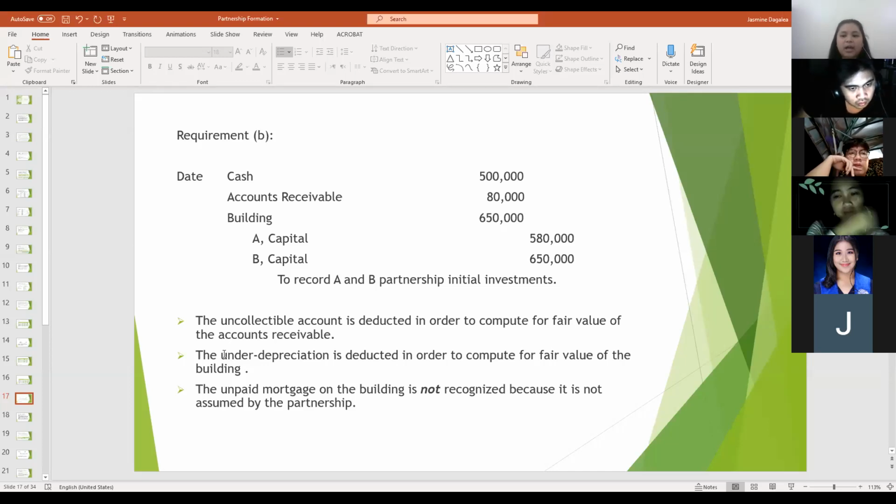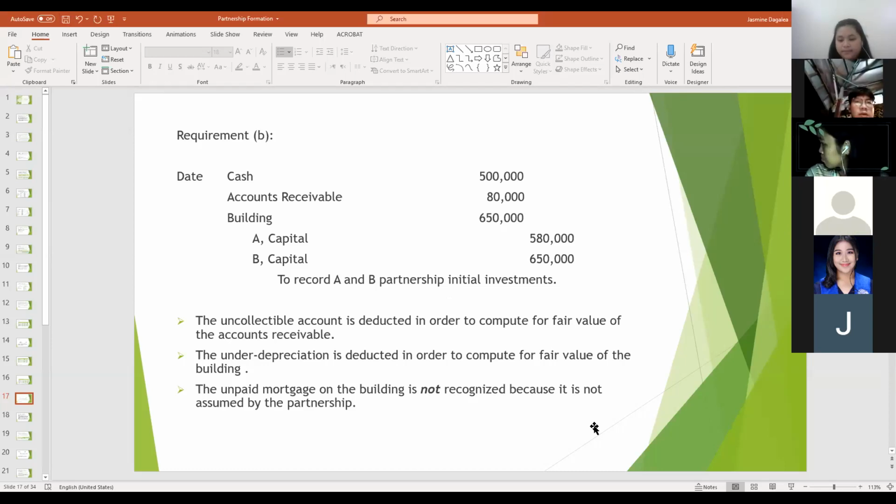You have to correct the amount that you should be valuing the asset. Also, the unpaid mortgage on the building is not recognized because it is not assumed by the partnership. Yan. Clear naman?